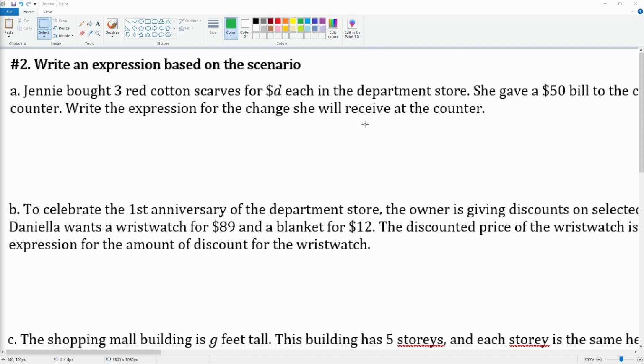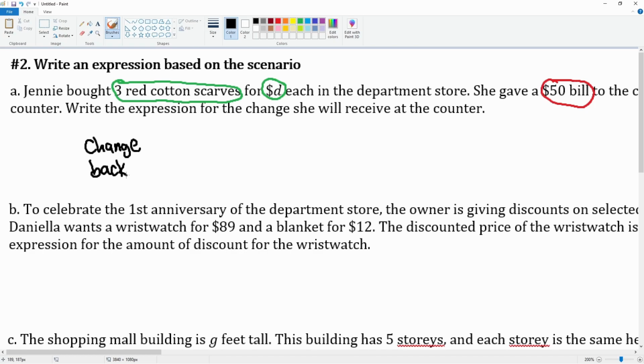So let's label some important information here. First of all, we can label the 3 red cotton scarves, and that is going to be for S dollars. Then she gave $50 to the cashier. Write an expression for the change she received. So understand that what is happening is she's trying to get her change back. So this is going to be the change back, right? So what is the $50 here? Well, we start with the $50.